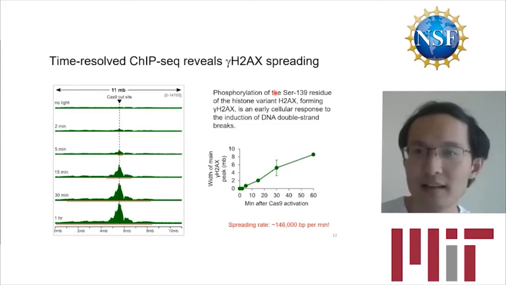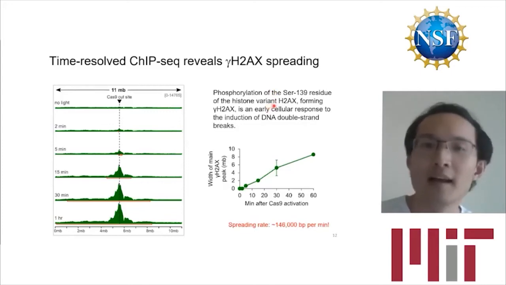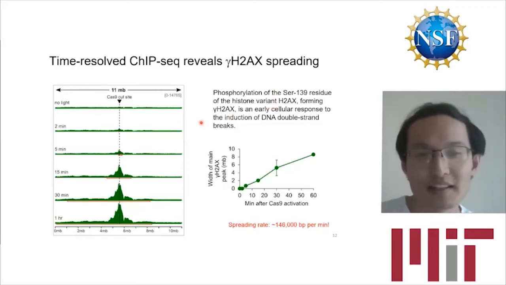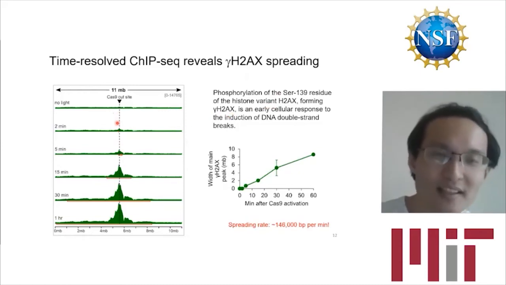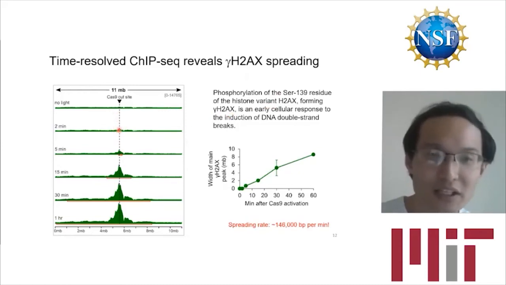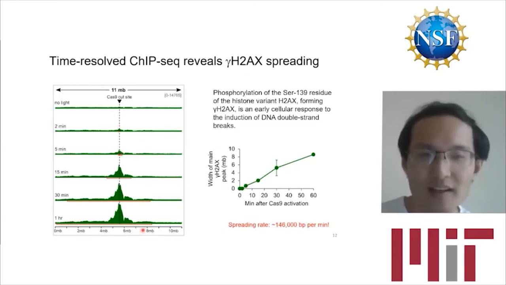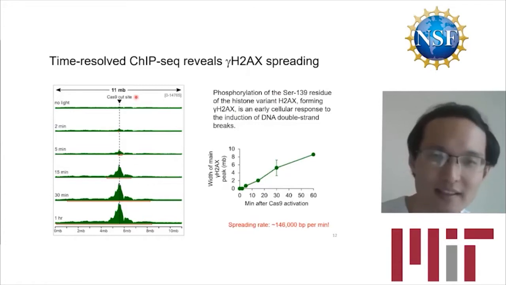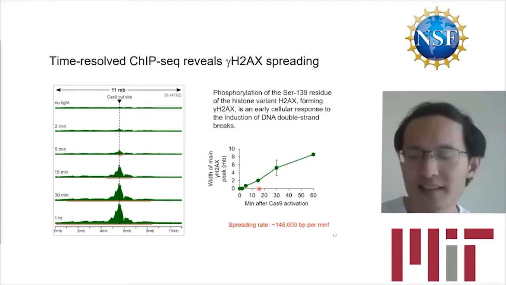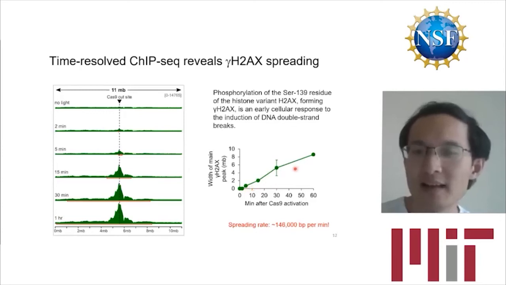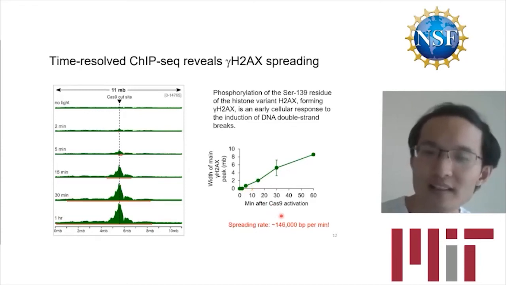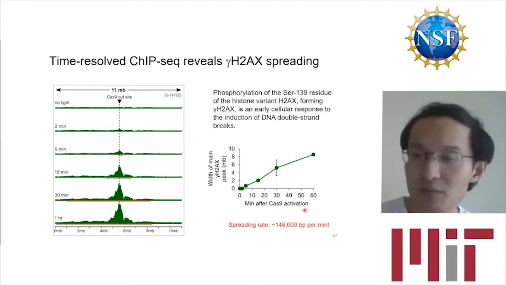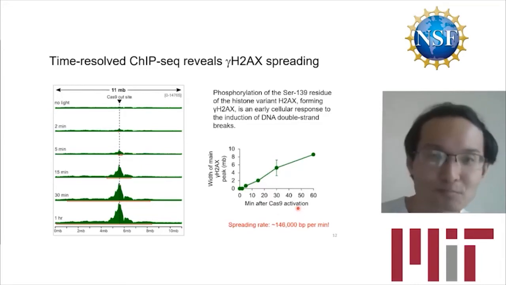In that case, we analyzed the kinetics of the phosphorylation of H2AX. H2AX is a special histone variant, and it responds to DNA damage. After we shine the light, we see the phosphorylation signal increase, both in amplitude and in width. For the first time, we quantify the spreading of the width after Cas9 cut. We show that the phosphorylation can span 150 kb per minute, which is very fast.